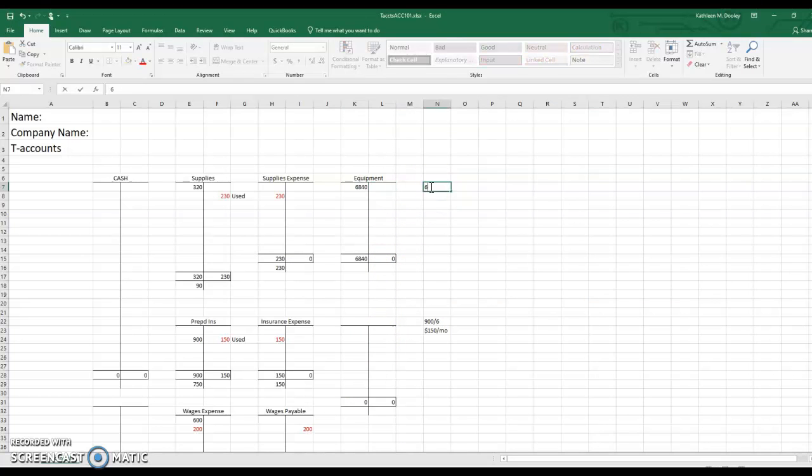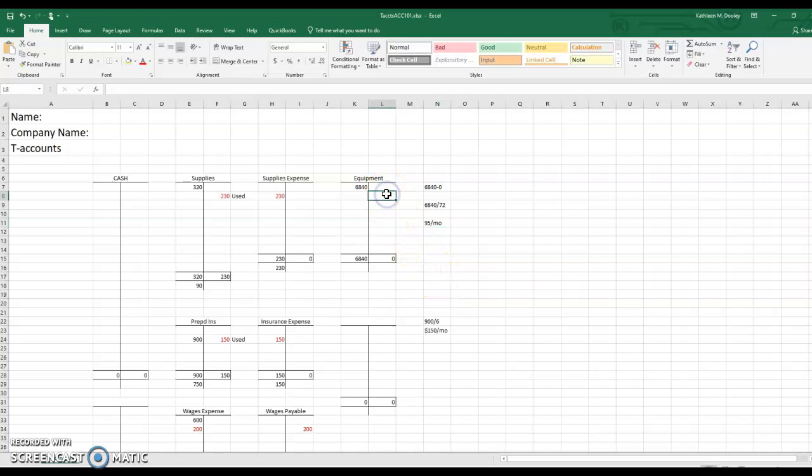So our depreciable cost is $68.40 minus the salvage value of 0. So that equals $68.40. And we take our $68.40 depreciable cost divided by the 72 months, and that gives us $95 per month that we're saying that we're using this equipment.